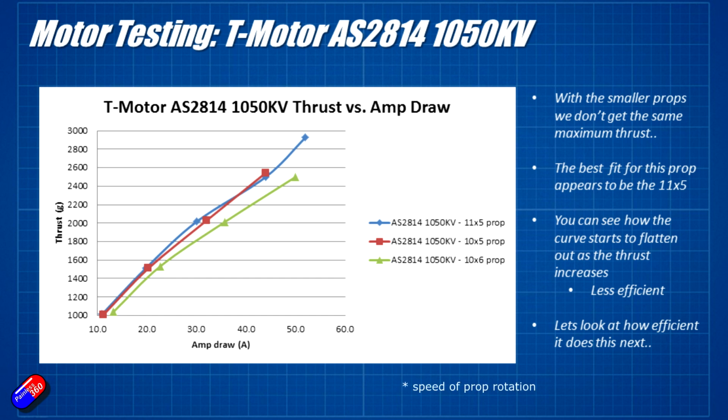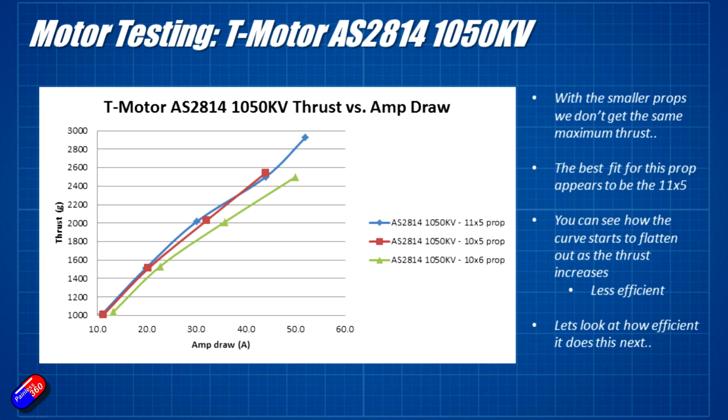As the prop increases, the efficiency drops a little bit. But the cool thing is, the maximum thrust that we got at the 11 by 5 inch prop was a whopping 2,927 grams. So that's a stone's throw away from 3 kilograms of thrust out of the 11 by 5 inch prop. At that amount of thrust, it was pulling 52 amps.